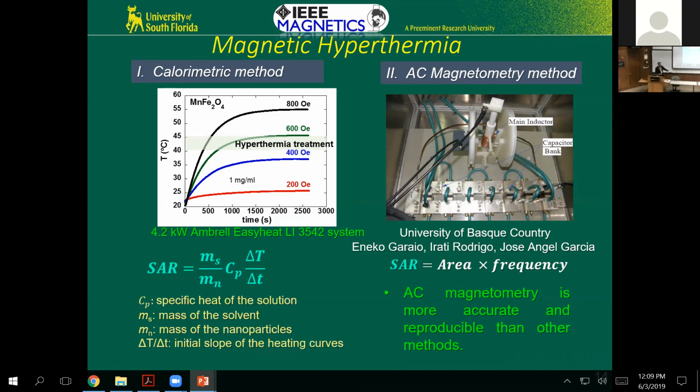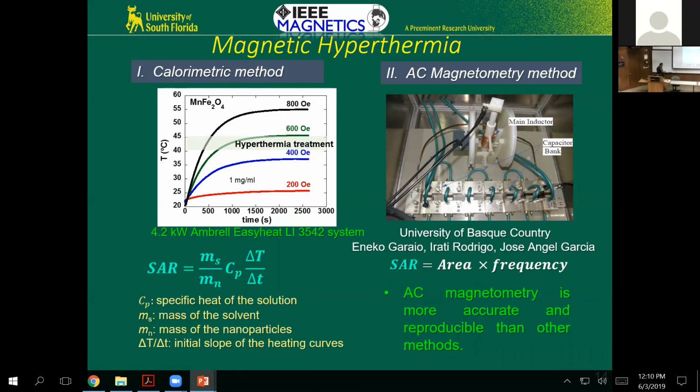We also measure SAR through a different way. For this, we work with collaborators in Spain, University of Basque Country, for example. They have built a huge AC power supply using a capacitor bank. They can generate a large amplitude AC supply, and essentially, they can measure the hysteresis loop at high frequency.